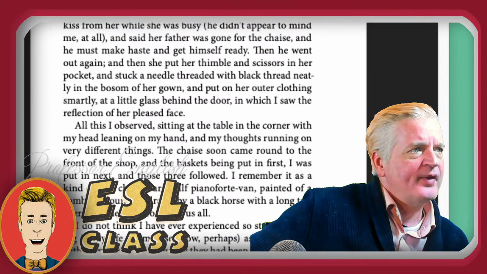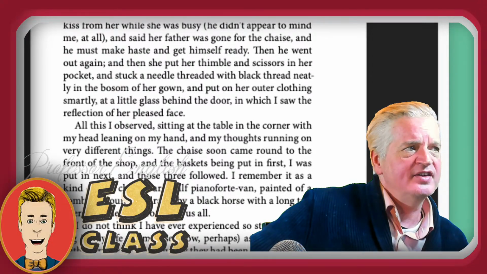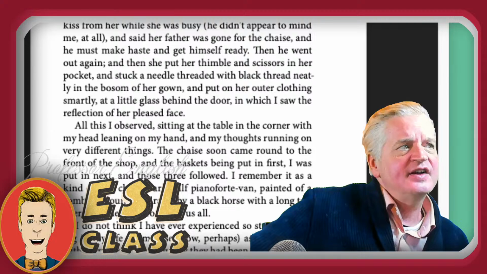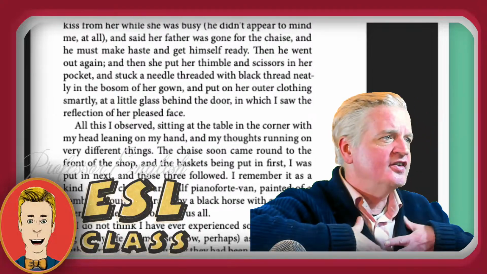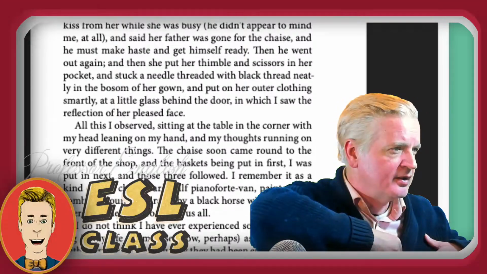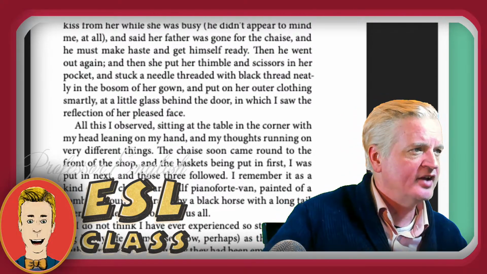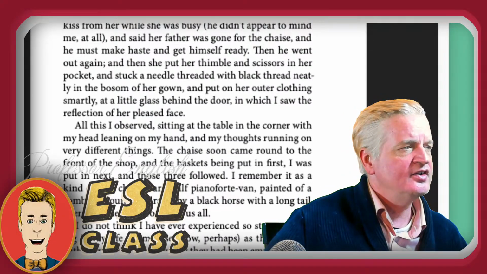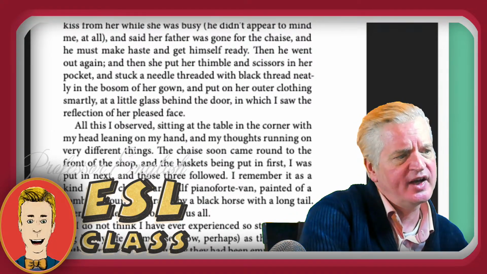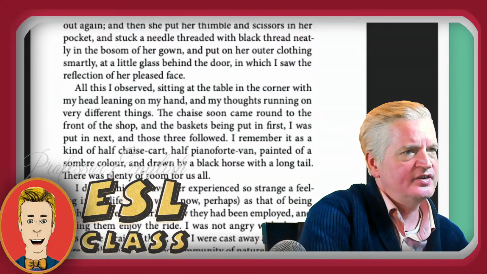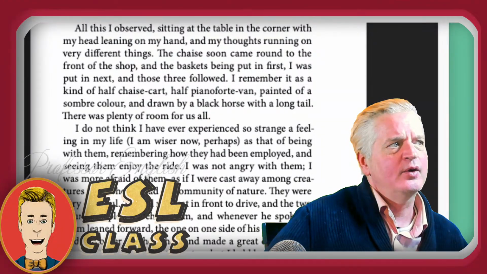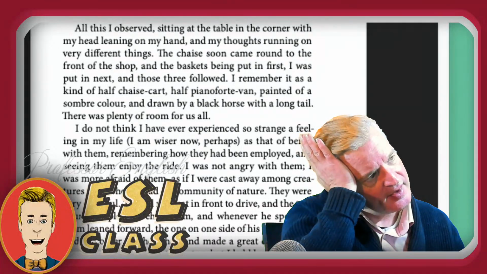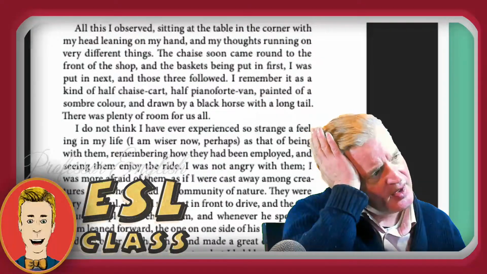Then he went out again, and she put her thimble and scissors in her pocket, and stuck a needle threaded with black thread neatly into the bosom of her gown. This is the bosom area. So she stuck the needle here into the bosom of her gown, of her dress, and put on her outer clothing smartly, at a little glass behind the door, in which I saw the reflection of her pleased face. All this I observed, sitting at the table in the corner, with my head leaning on my hand, and my thoughts running on very different things.